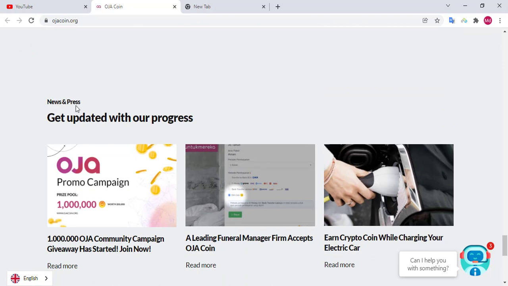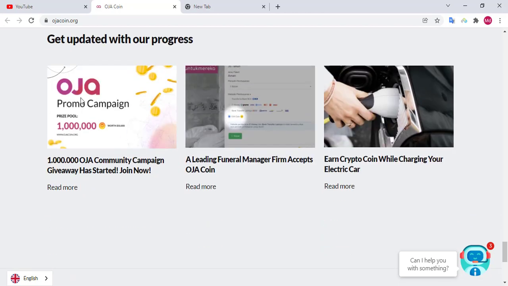News entries. Get updates with our progress. OJA promote campaign prize pool 1 million. 1 million OJA community campaign giveaway has started. Join now. Read more. A leading funeral manager now accepts OJA coin. Read more. Earn crypto coin while charging your electric car. And read more.